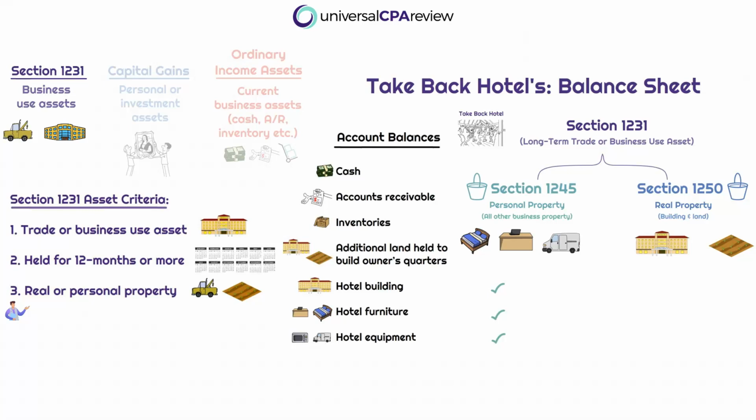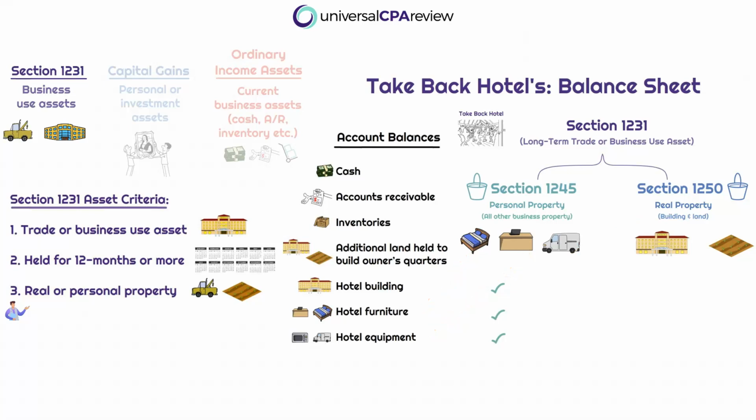Circling back to Take Back Hotels. We now know that the hotel building, the hotel furniture, and the hotel equipment are all going to be classified as Section 1231. That is good to know. But if we're going to break this out even further, we need to note that the hotel building is Section 1250, whereas hotel furniture and hotel equipment are going to be considered Section 1245.